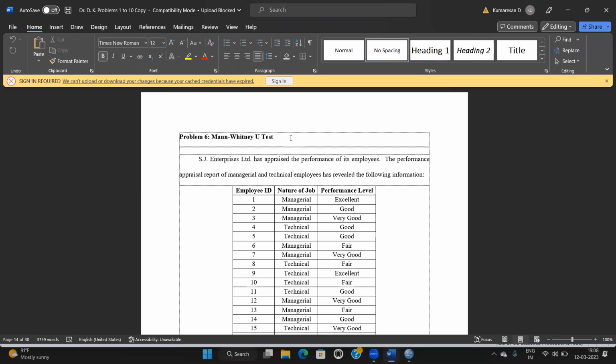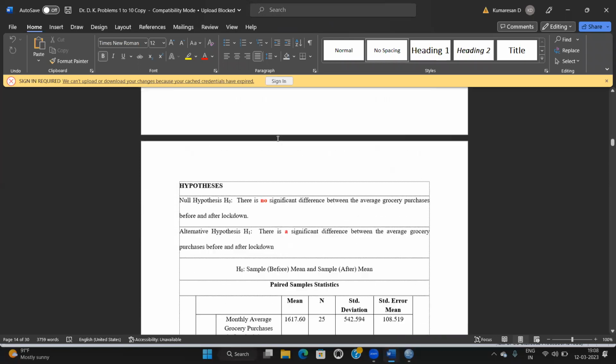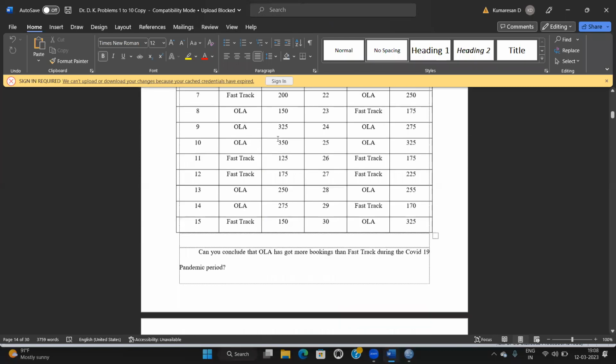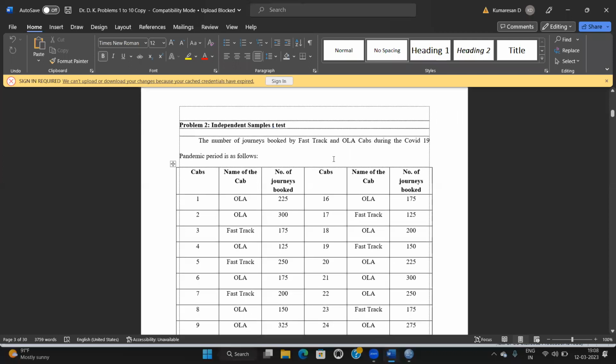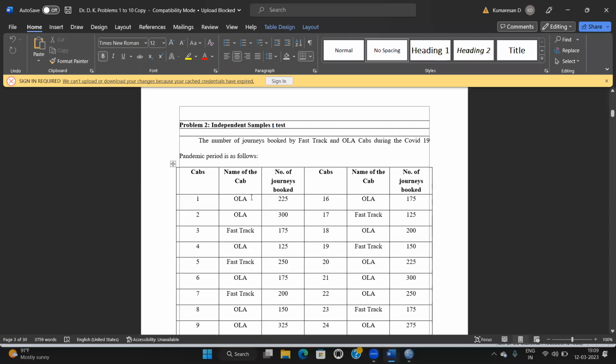We discussed Ola and Fast Track. Let me show it once again for your understanding. This is the problem we discussed for the independent samples t-test. Here, this is the name of the cab operator, and this is the number of journeys booked. These are the samples, and this is the data. So there is only one data. There are two operators, Ola and Fast Track.